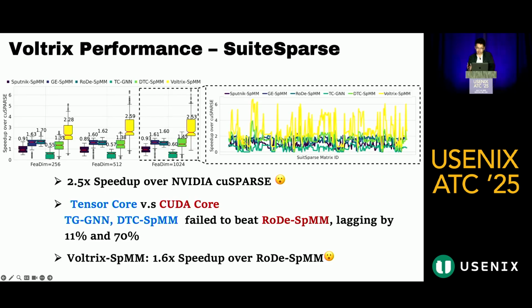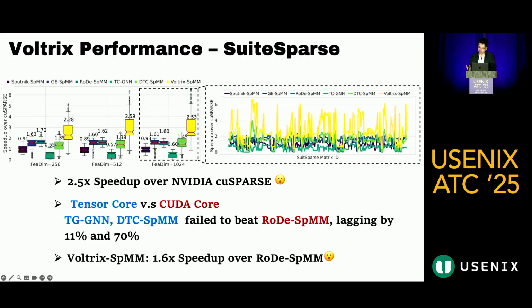And now let's take a look at the results on the sparse dataset. Again, Voltrix SpMM leads across the board, achieving an average speedup of 2.5 times over cuSPARSE. Just like on graph datasets, we see that our performance scales with the matrix dimension. We can also see that DTC-SpMM is still 11% slower than the CUDA core-based Sputnik, and TC-GNN falls behind by 70%. This is interesting.